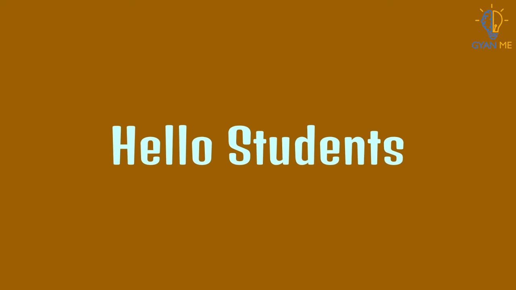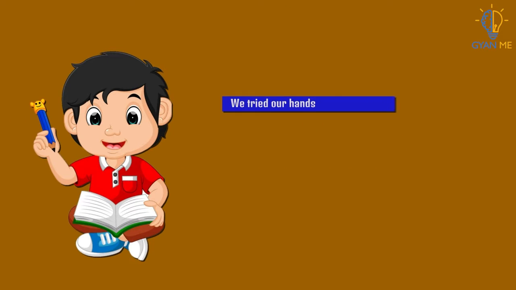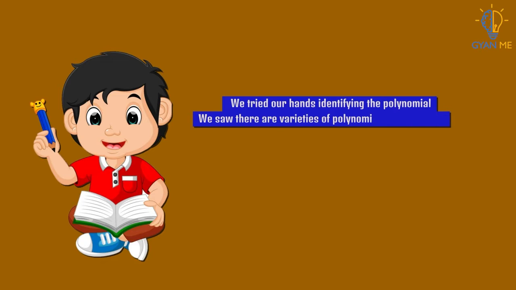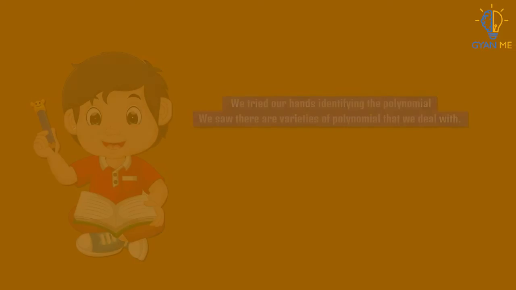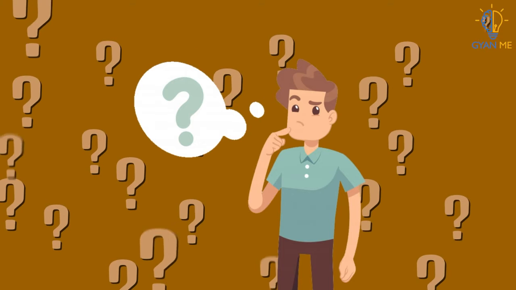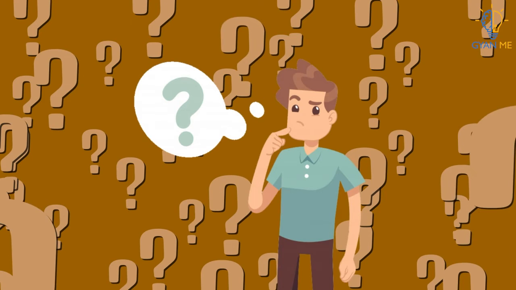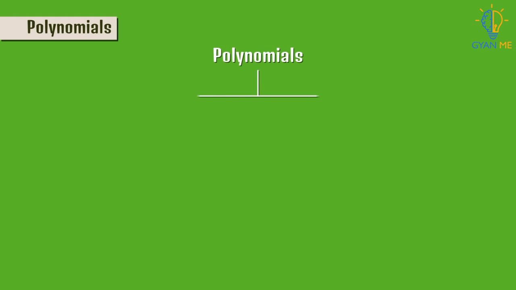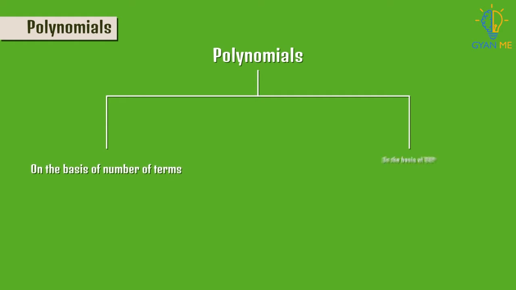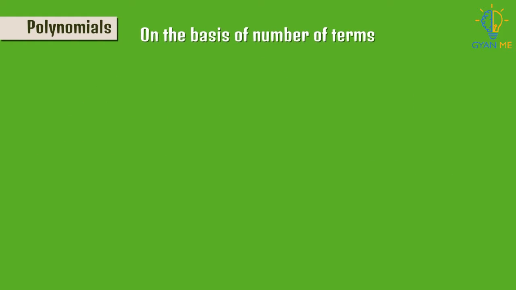Hello students, in our last video we tried our hands at identifying the polynomial. We saw there are varieties of polynomials that we deal with. Have you ever thought how we can classify these polynomials into different types? No? Let's do it then. Polynomials can be broadly classified into two types. First, on the basis of number of terms. Second, on the basis of degree of polynomial. Let's start with classification of polynomials based on number of terms.